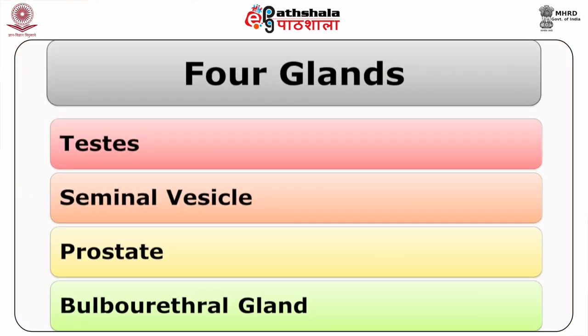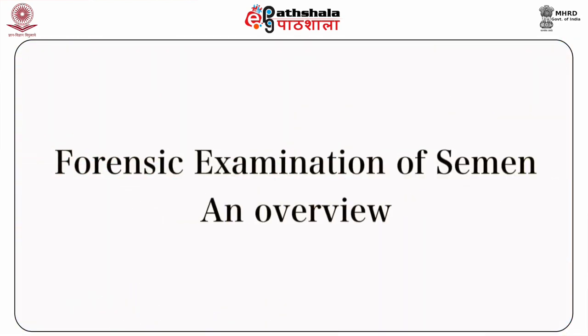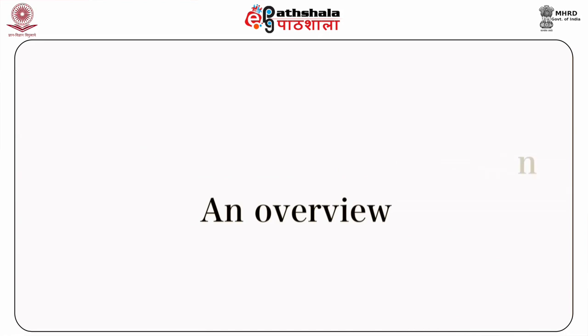Four glands contribute their secretions to the seminal fluid, that is, testes, seminal vesicle, prostate, and bulbourethral gland. Bulbourethral gland is also known as Cowper's gland. Next, moving on to forensic examination of semen: an overview.